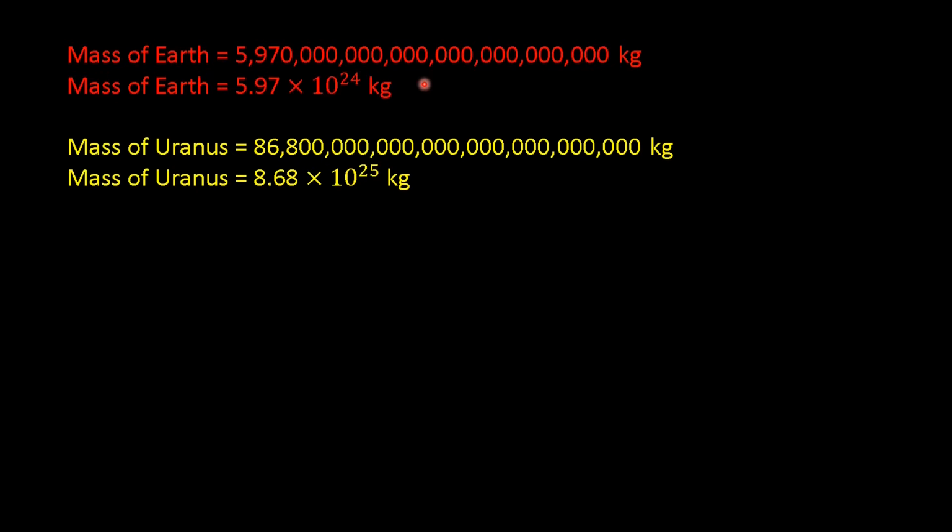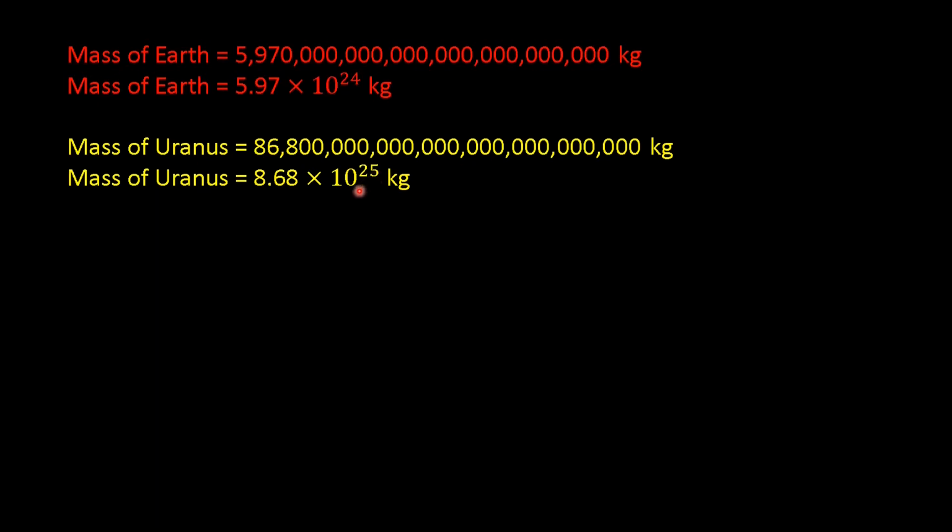You will observe how easy it has become now to write them, to read them, and to compare them as well. How can we compare these two numbers? The first thing we have to look at is the powers of 10. In case of mass of Earth, it is 10 raised to 24, and in case of mass of Uranus, it is 10 raised to 25.